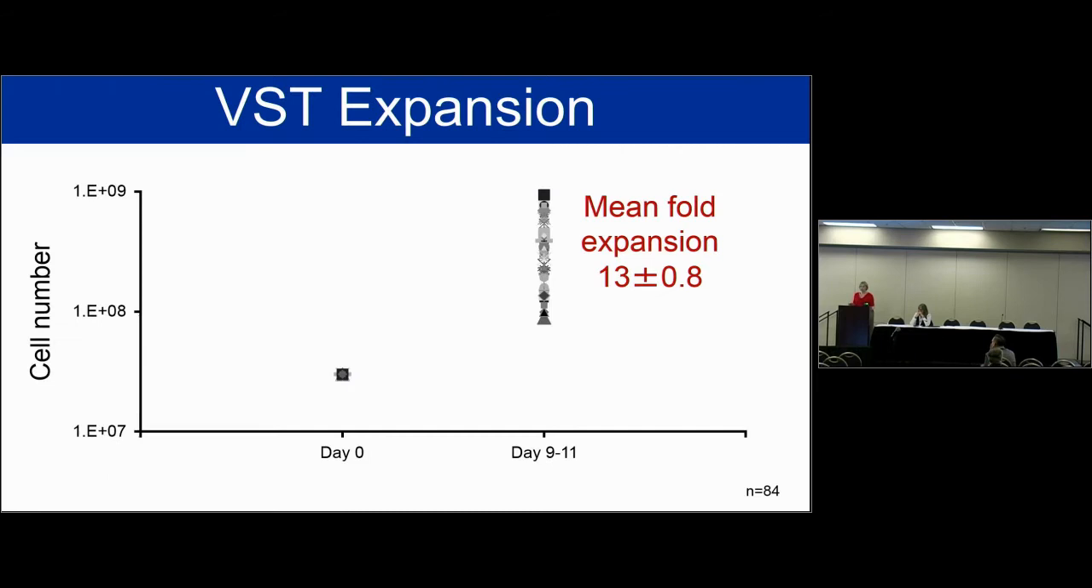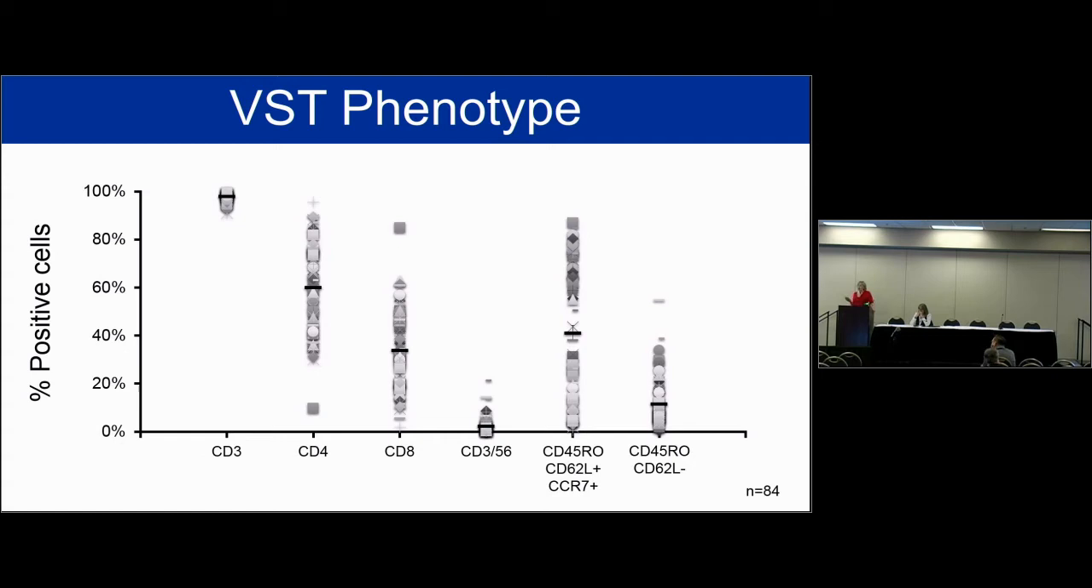Using this process, we get very effective T cell expansion. So in about 10 days, we're very reproducibly expanding, getting a mean fold expansion of about 13-fold. And the cells that we do produce are all T cells, so they're all CD3 positive cells, a mixture of helper and cytotoxic cells with effector and central memory markers.